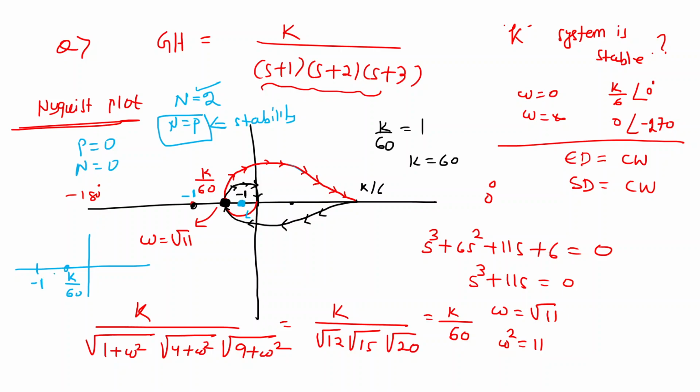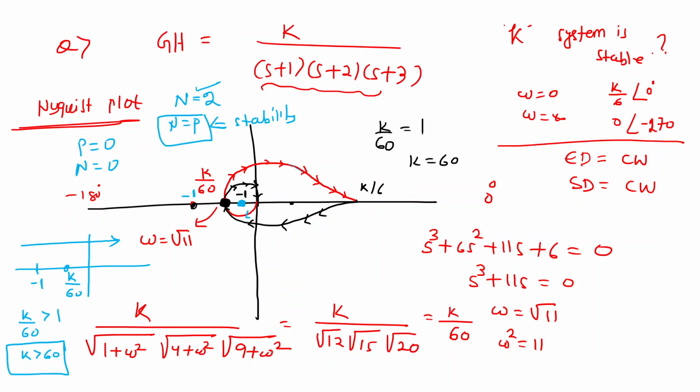Then which magnitude is more? K by 60, or out of this I can say that my K by 60 should be greater than 1 for system stability. This is the increasing line, right? So the K by 60 point should be greater than 1, and it lies on the right hand side. Greater than 1 means K greater than 60. This is the condition for system stability.